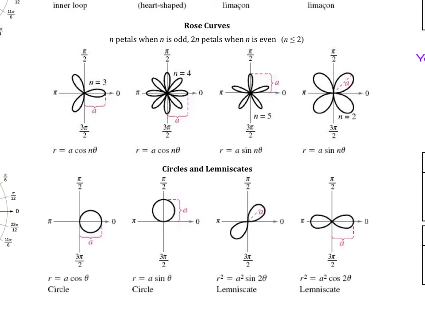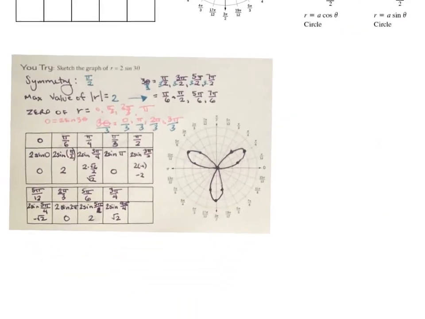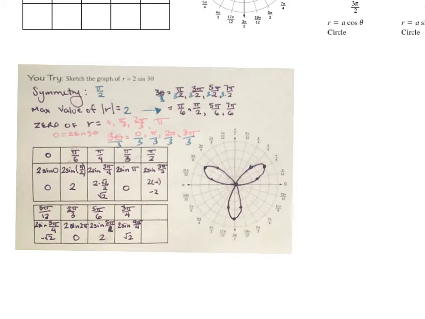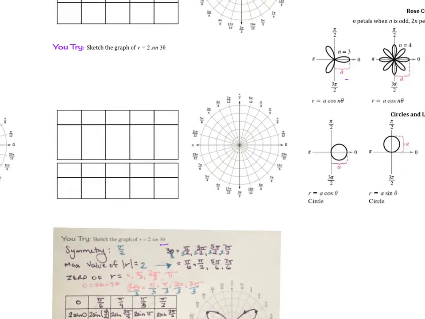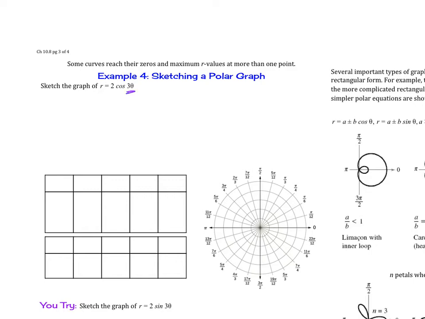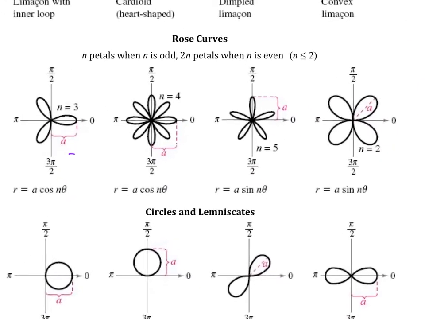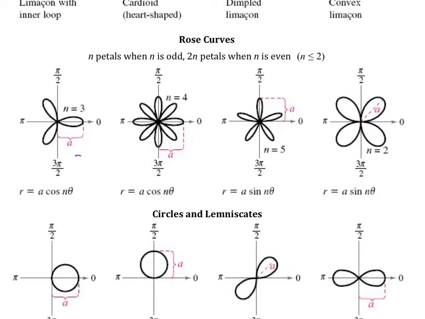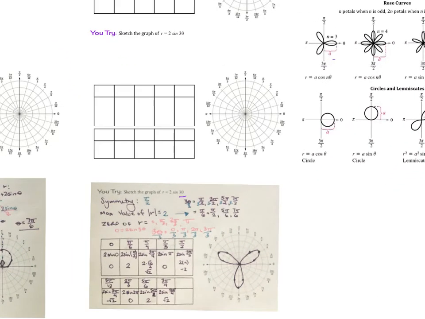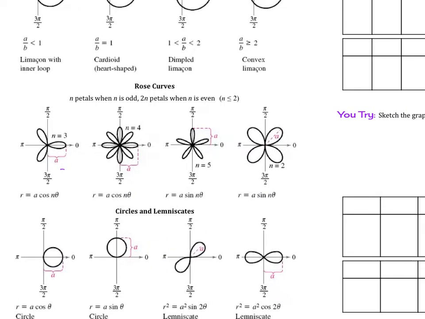Then we graphed our rose curve. Earlier we graphed a rose curve with 3 petals here, and looking at this example, it's 2 sine of 3 theta. The other one, I don't have the picture of it, but looking at the equation, it's also 3 theta. So notice with the rose curve, it's n petals when n is odd. So if it's 3 theta, then it's going to be 3 petals. Now when n is even, it's 2n petals. So if n is 4, then we have 8 petals. If n is 2, then we're going to have 4 petals.